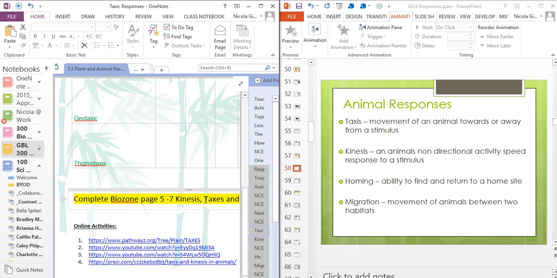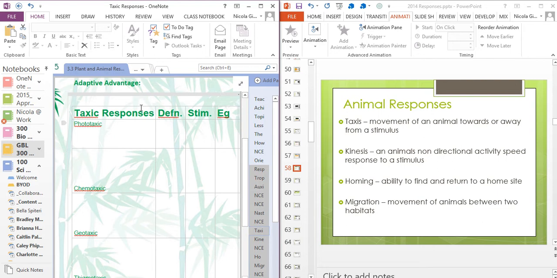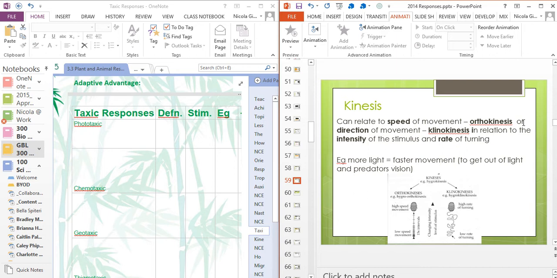Before you go on and do the biozone pages, let's just quickly talk about Kinesis. So you can either pause the video here and go do the taxic stuff, or you can listen on to the Kinesis stuff and then go fill in the boxes. So Kinesis, again, it's animals, but this time it's related to the speed. Okay, so it's not moving towards or away from anything, it's moving faster or slower.